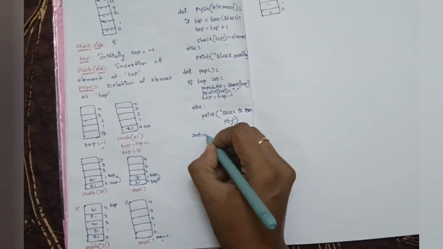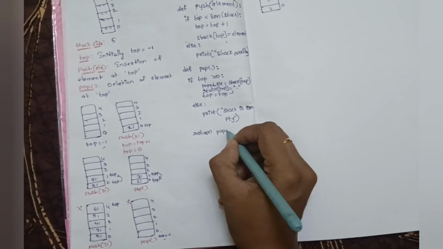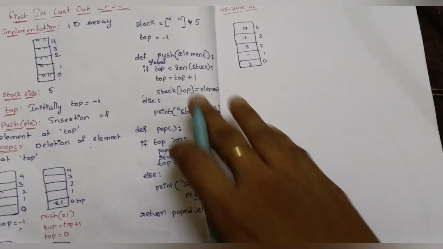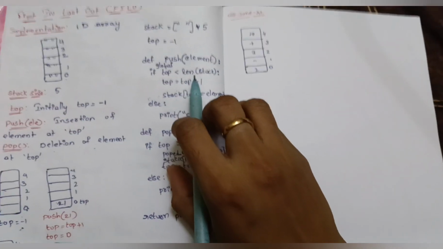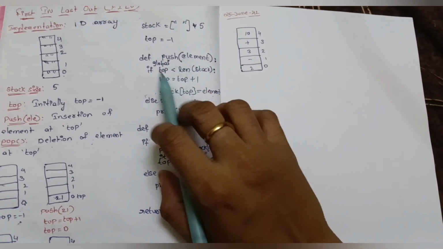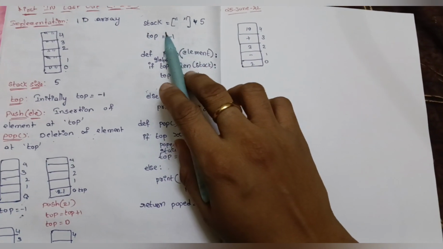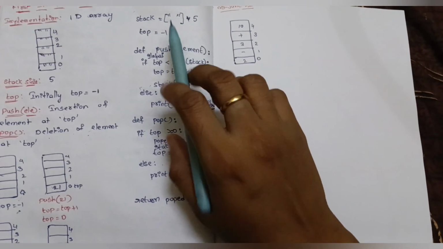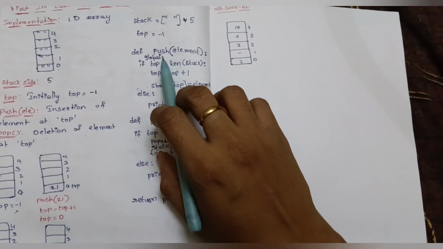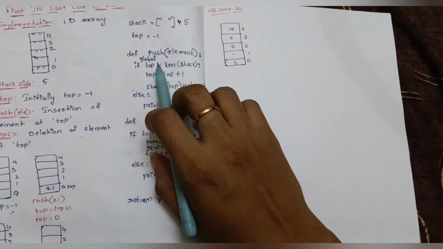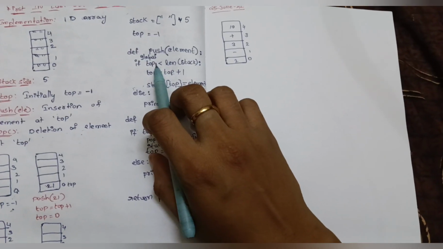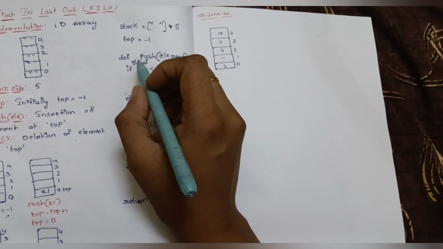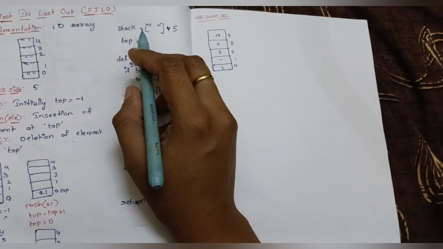Return popped element. Now, whenever we are using variables that are assigned outside our function inside the function, you just need to declare those variables as global variables inside the function as the first statement. Make it a habit of writing those in the first statement.